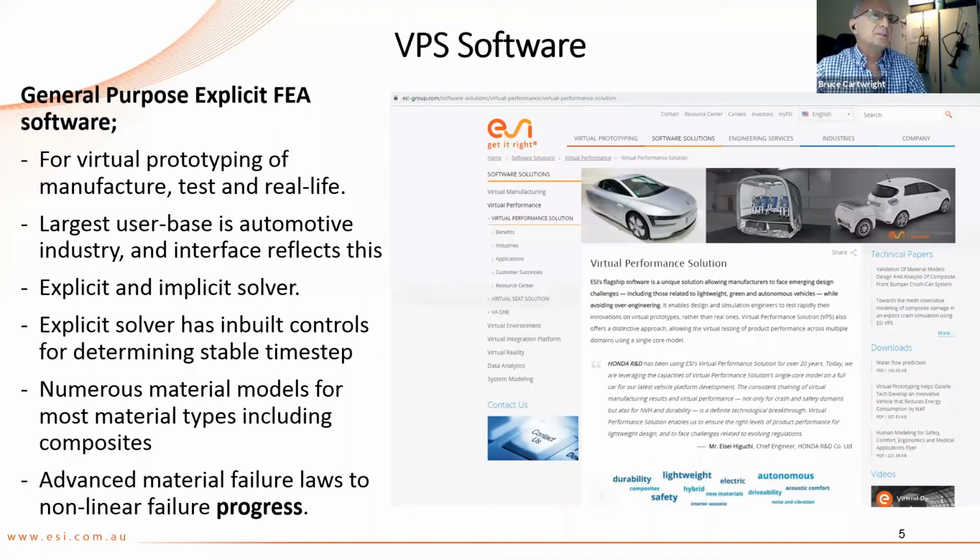So the software we're using here is a general purpose explicit FEA software. It's produced by the French company Engineering Systems International, and the largest user base for this particular software is the automotive industry. And the user interface kind of reflects this. It's got a lot of tools for metals. It's got a lot of predefined post-processing tools for looking at limit state diagrams after you've stamped a part or crashed a part and things like this.